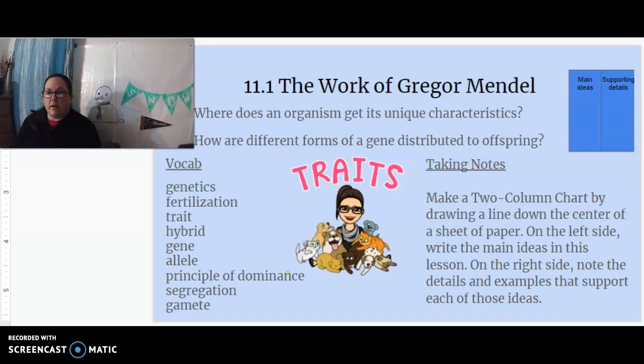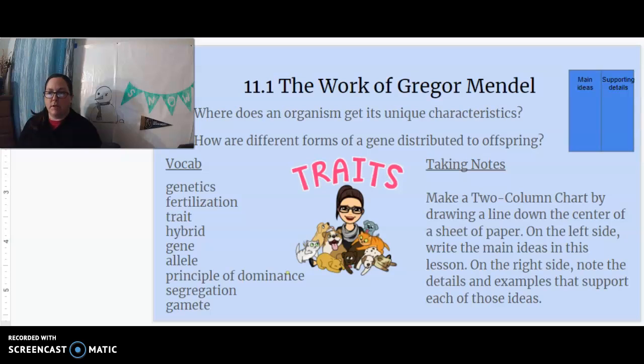Hi guys, today we're going to talk about the work of Gregor Mendel. So some key questions: where does an organism get its unique characteristics? How are different forms of a gene distributed to offspring? And vocabulary that you should define: genetics, fertilization, trait, hybrid, gene, allele, principle of dominance, segregation, and gamete. Make sure you look up the biology definition for these words.